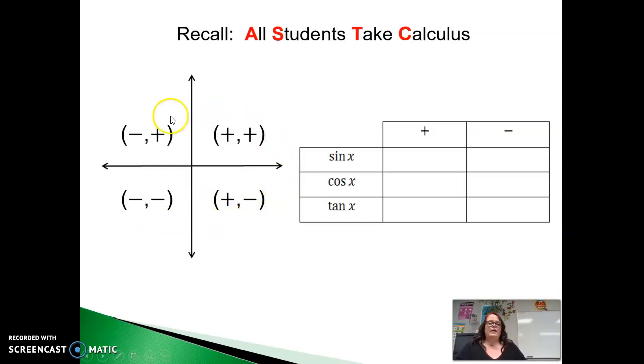So think about it this way. Above the x-axis, y is positive, and below the x-axis, y is negative. To the right of the y-axis, x is positive, and to the left, x is negative. So remember on the unit circle, now I know this says sine x, cosine x, tangent x, but think of it more like a theta. So on the unit circle, the sine is represented by the y coordinate.